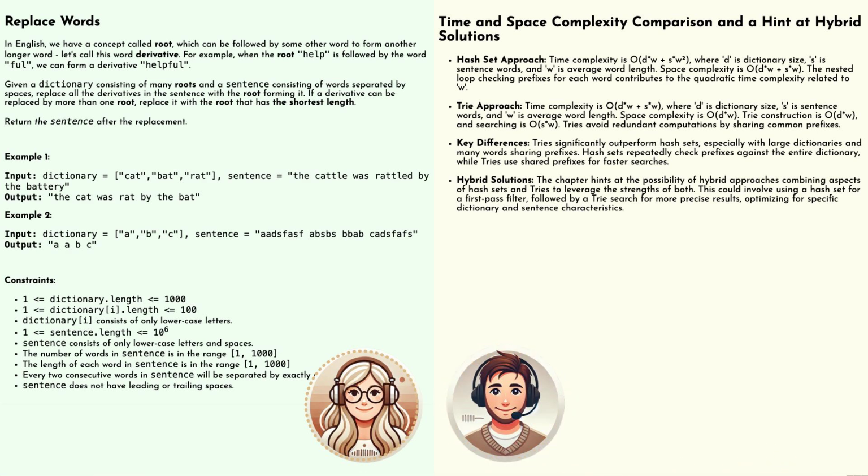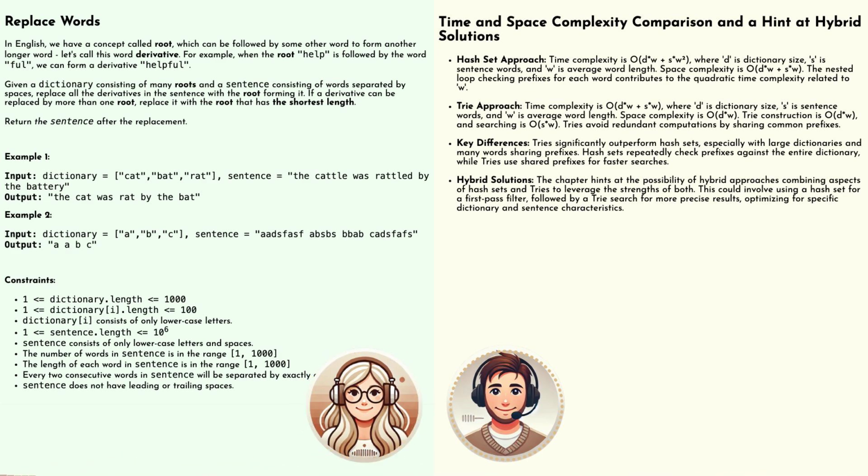Got it. Okay, I'm really starting to understand the trade-offs here. Choosing between a hash set and a trie is all about what kind of dictionary we have and what we're trying to achieve. It's like choosing the right tool for the job. Exactly. But you know me, I always like to think outside the box. We've seen the strengths and weaknesses of both hash sets and tries. Could we somehow combine them? Could we create a hybrid solution that takes the best of both worlds?